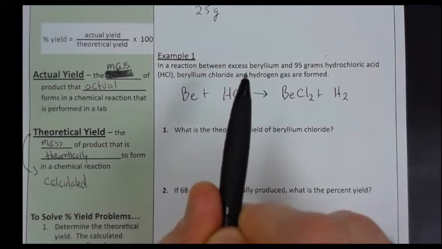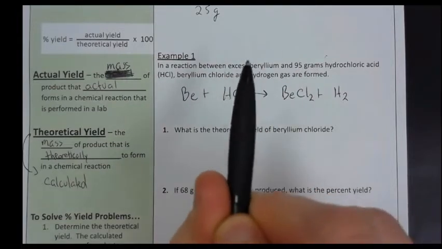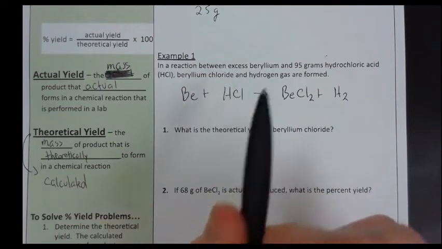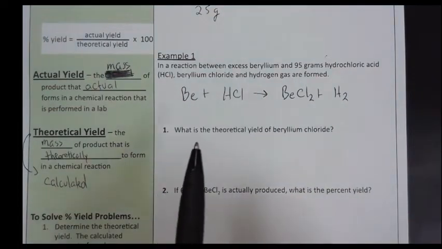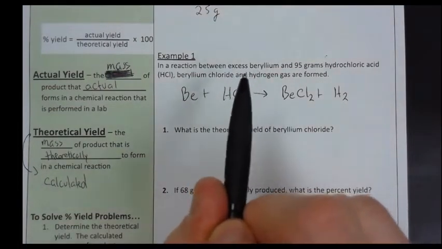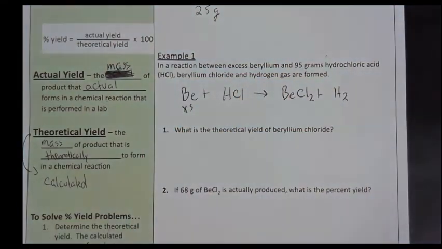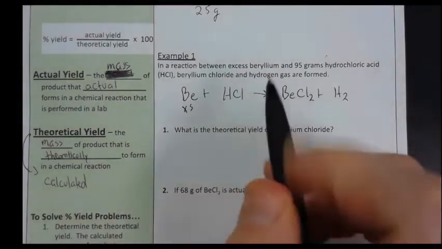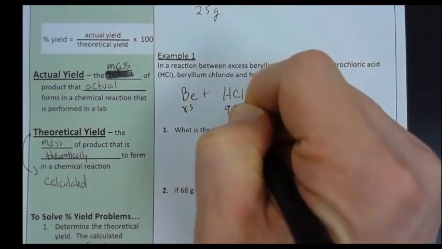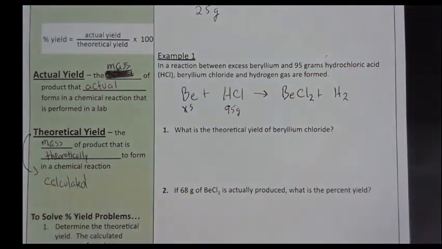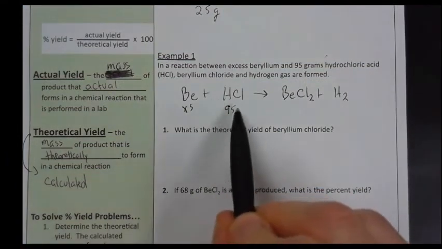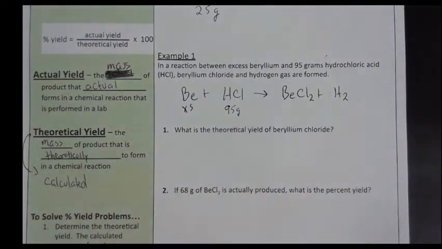But this term excess means that eventually we'll have a certain small amount of each reactant, and then that makes our reaction stop. Here, what we've got is an excess of beryllium, so I always write XS to stand for excess. That means it's not going to run out. We're going to have an unlimited supply of that reactant, so only these 95 grams of HCl as a starting point for us. We're going to use up all of this, and that's going to determine how much product we actually make.